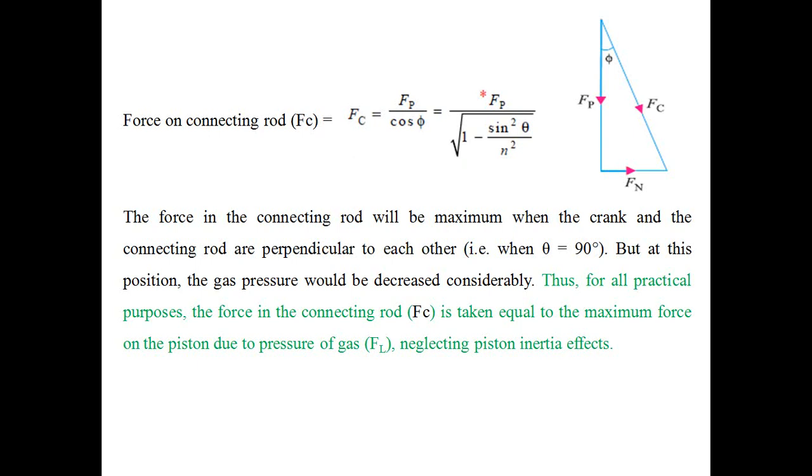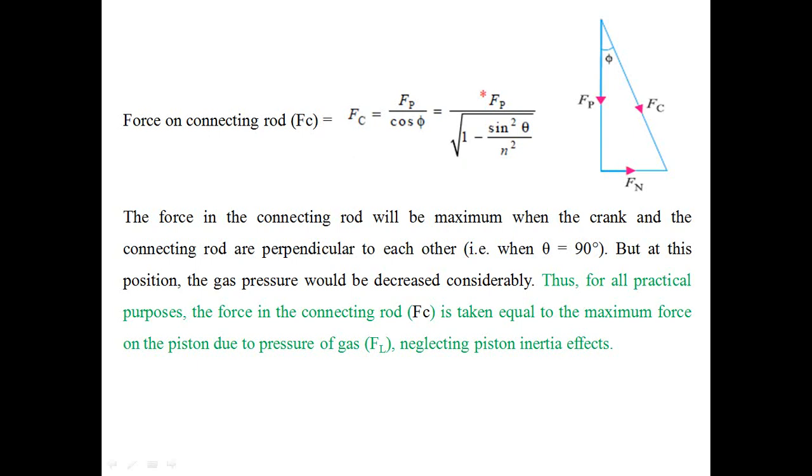And forces on the connecting rod can be easily calculated by using this diagram. Here we have already discussed how the force Fp is calculated in the previous slide. So by using this relation we can easily identify the values of Fc and Fr. The value of Fc in terms of phi can be calculated. Fc is equal to Fp by cos phi, and we know that cos phi is equal to under root of 1 minus sin square theta by n square.